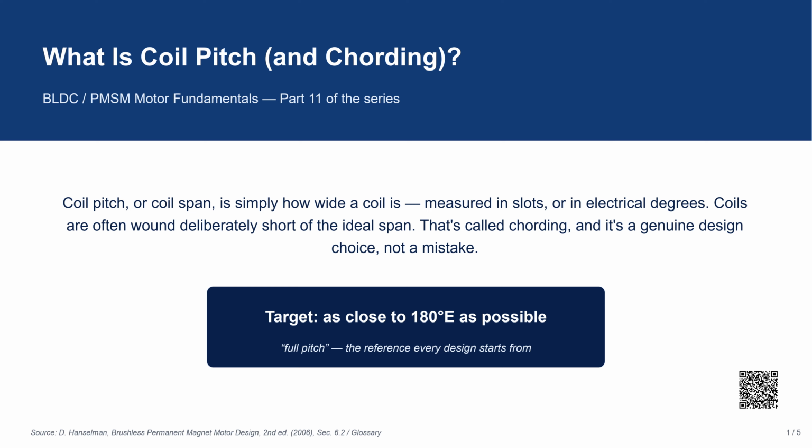Coils are very often wound deliberately short of the ideal span. That's called cording, and I want to be clear up front, it is not a mistake or a manufacturing shortcut. It's a genuine, deliberate design choice with real trade-offs on both sides. By the end of this video, you'll understand exactly why an engineer would choose to underwind a coil on purpose.